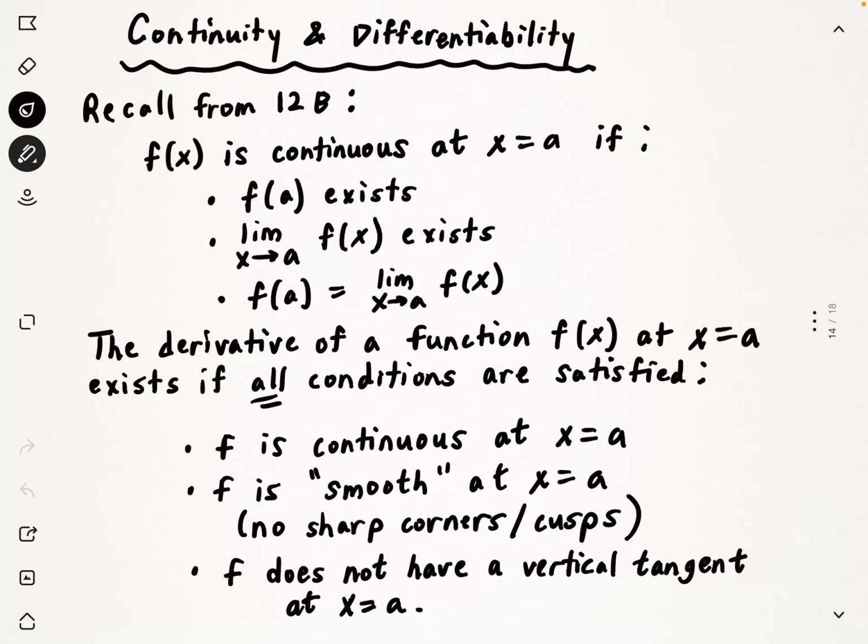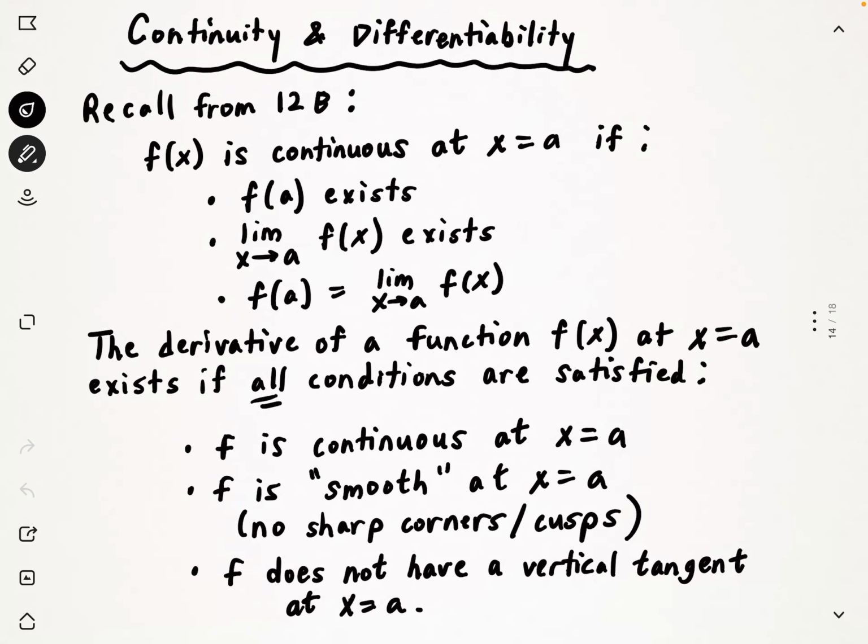Also, in addition to that, the graph at that particular x value has to be smooth. And what we mean by smooth is there can't be any sharp corners or cusps. So a graph has to be smooth and without any sharp corners. If there is a sharp corner, then it is not differentiable at that particular x value.